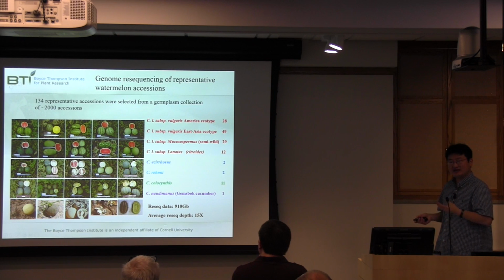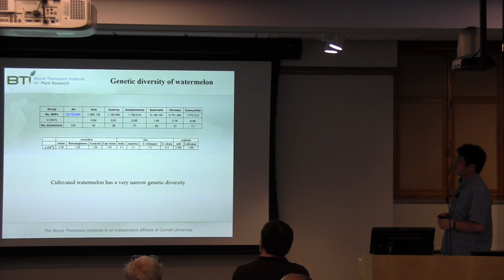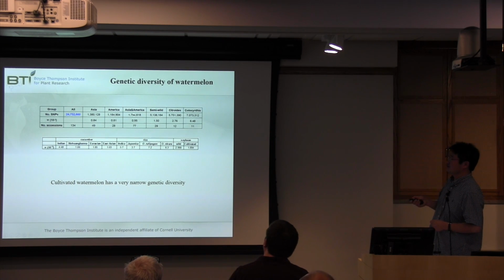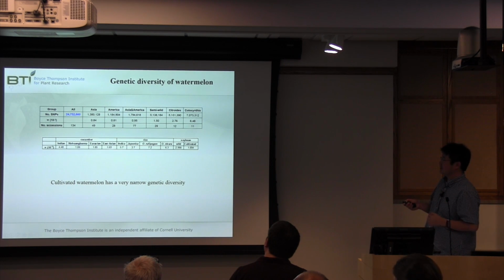We generated a total of 910 gigabases of data, and the average resequencing coverage depth for each genome is about 15x. That's pretty high. So we identified 24 million SNPs, a lot because of those wild species. But you can see we only identified about 1 million SNPs from the cultivated species within those groups. And we identified 5 million in semi-wild, close to 6 million from Citroides, and 7 million from colocynthis.